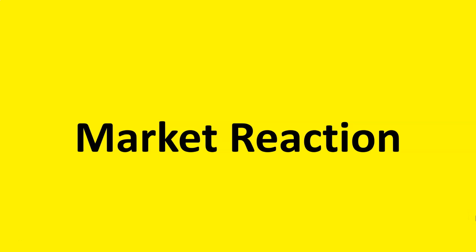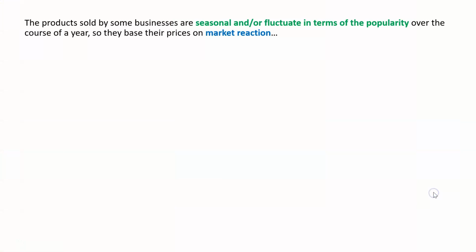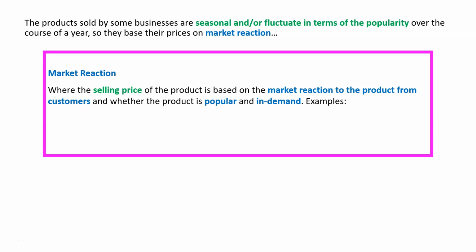Our next pricing method is the market reaction. What that has to do with is that for some products, their nature is that they're seasonal or they fluctuate in terms of popularity. So sometimes, just because of supply and demand during the year, the product is really popular and we can charge a higher price, or sometimes it's really unpopular and we can charge a low price. And that is where we're going to use the market reaction method.